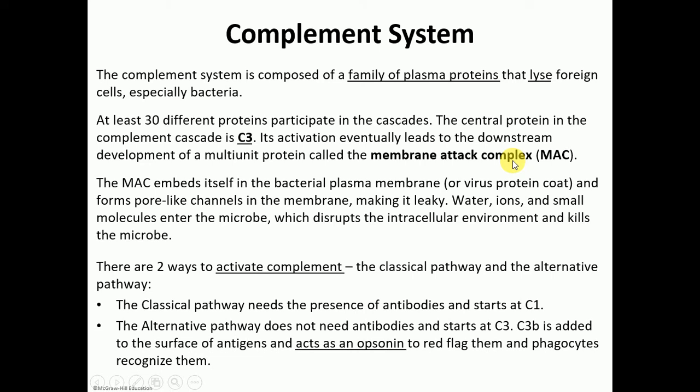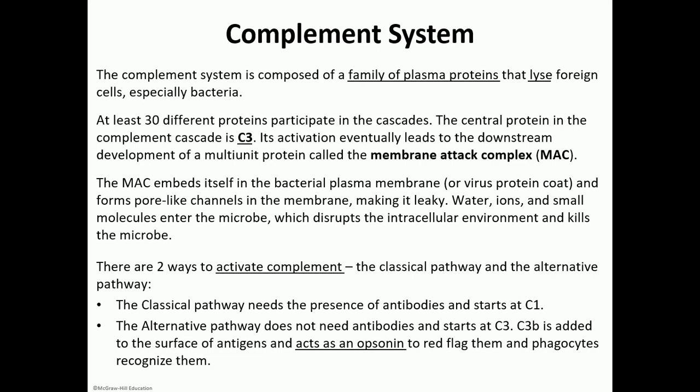And the membrane attack complex does exactly what the name says. It is going to attach to the plasma membrane of the bacteria or the virus, and it'll start making little holes in the membrane. So it'll attack the membrane or the protein coat of the virus, making holes in it, and that is going to obviously destroy the microbe.